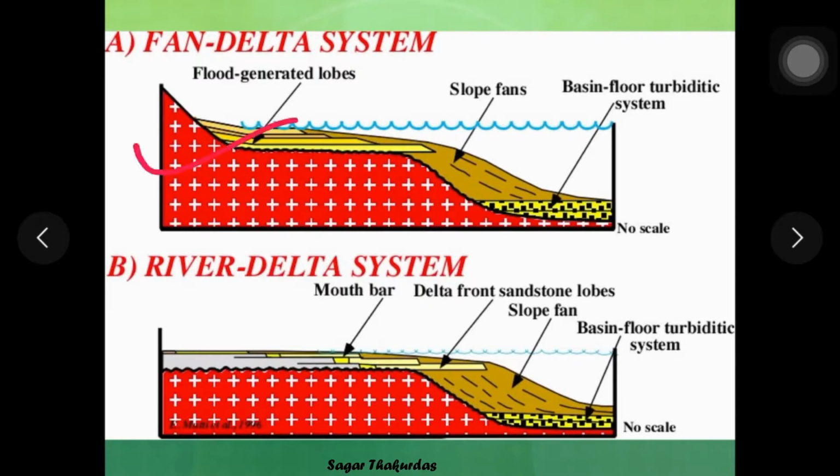So in fan delta you will find that the sediments are transported and deposited during flash floods during rainy season. So the sediment transportation is not continuous as in case of river deltas here.